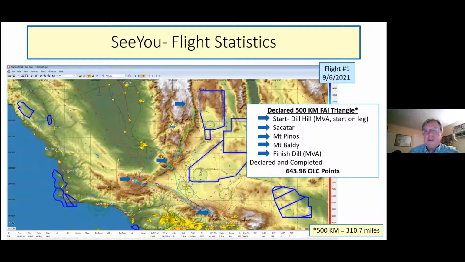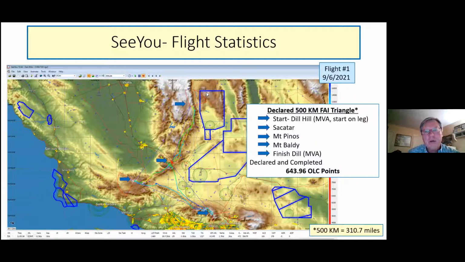So the first flight is the triangle. And this was, like I said, we did this shortly after Labor Day. This is what we call a start on leg triangle. So we're starting here in the Mountain Valley area. It's actually starting at Dill Hill, which is a hill just on the ridge just south of Mountain Valley Airport. First turn point was Sakatar.